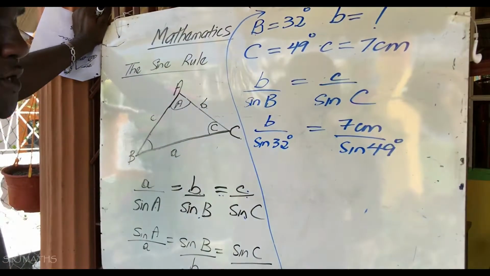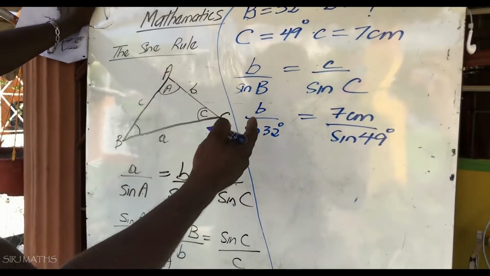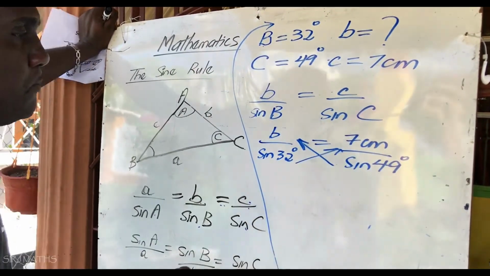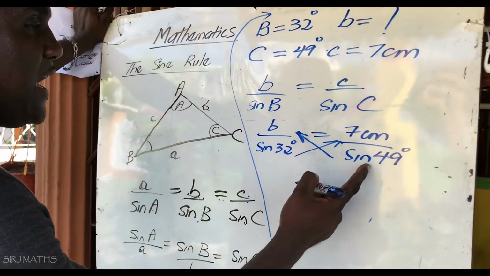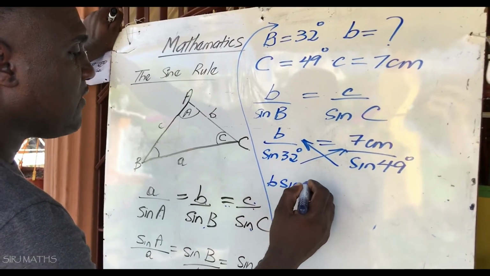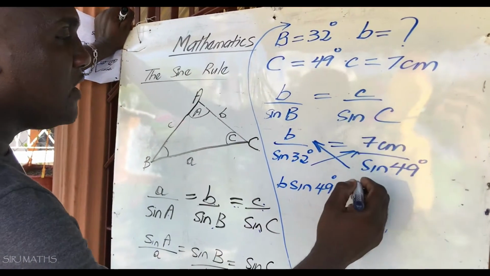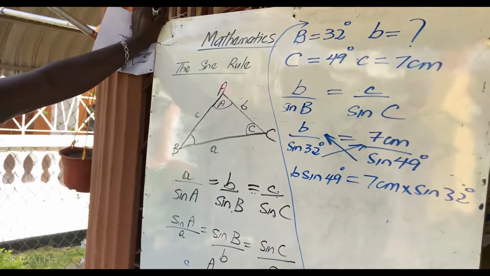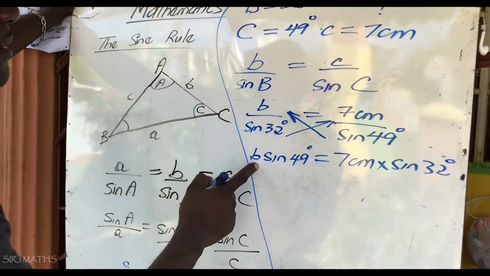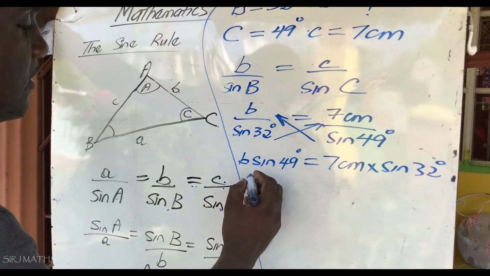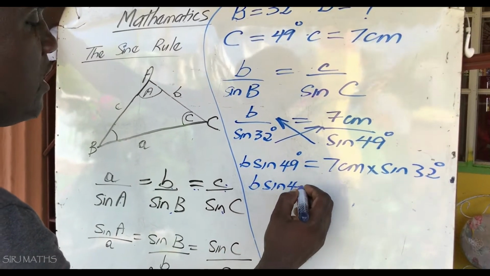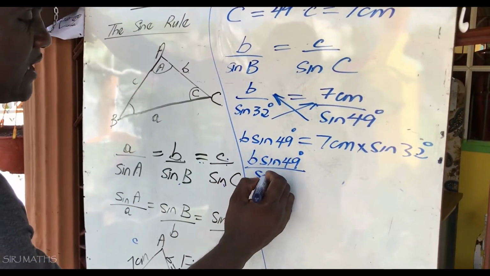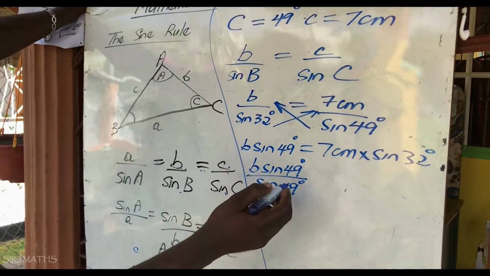These are directly proportionate. And the short way of working this out is, we can simply cross multiply. So it's like b times the sine of 49 degrees, b sine 49 degrees, equals 7 centimeters times the sine of 32 degrees. Now remember, what I want is really b. Now b is being multiplied by sine 49 degrees. Since I want to find b, I am going to divide here by the sine of 49 degrees. So this is gone.